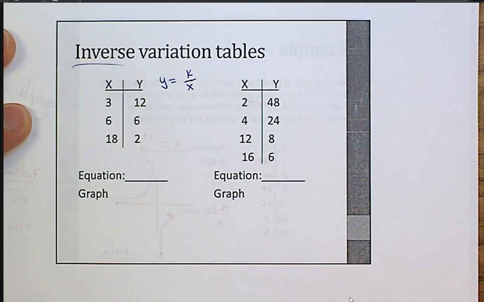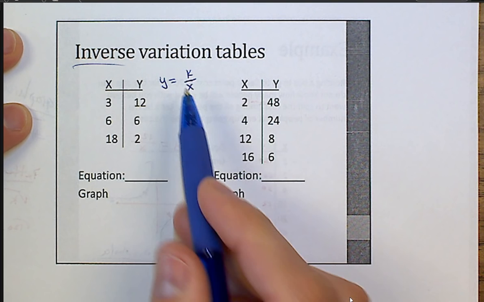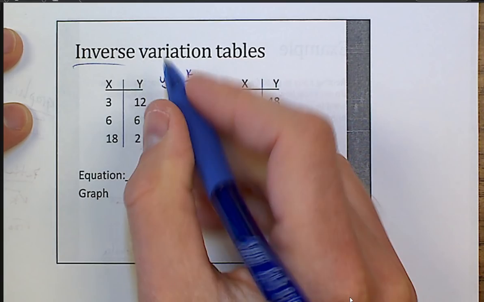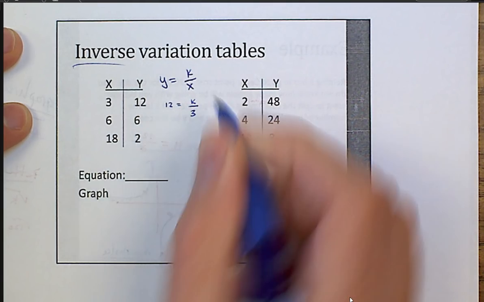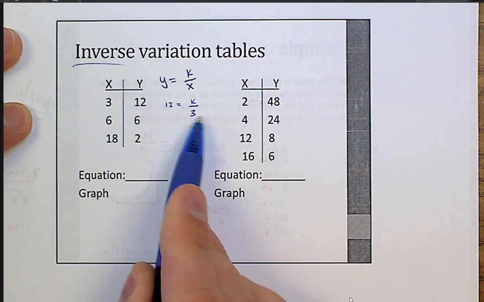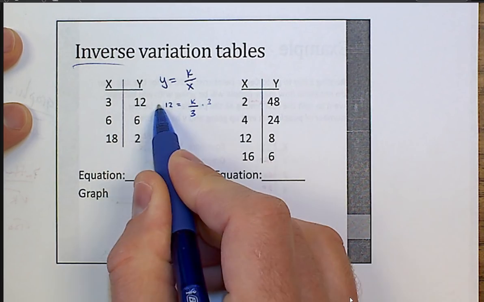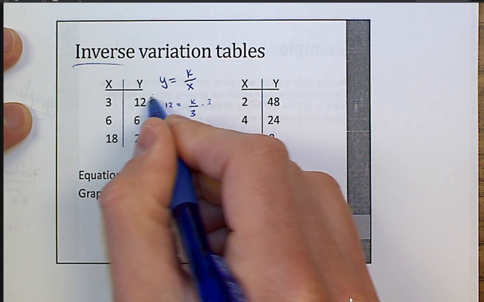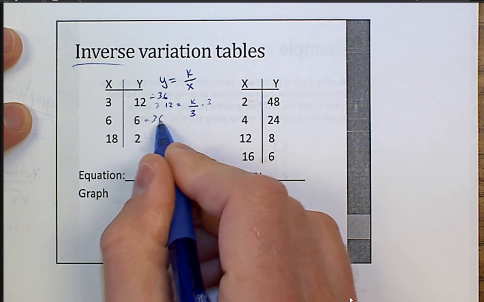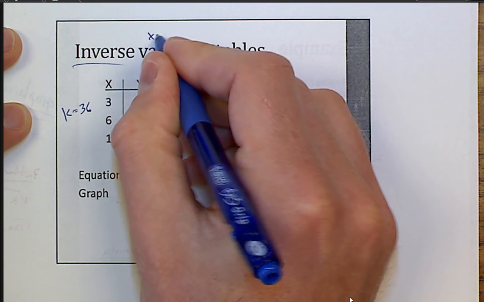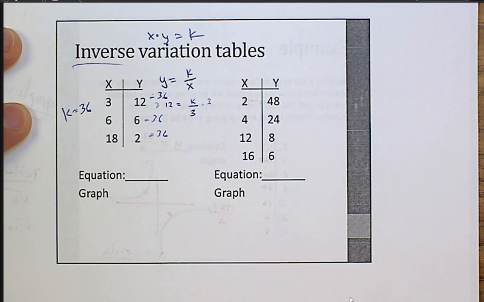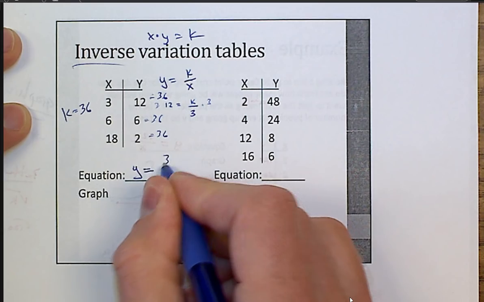So if we want to find our k value, how do we do that? Well, you'll get better at it as you go, but basically just plug in the values. 12 equals k over 3, x is 3, y is 12, solve for k, right? Times by 3 on both sides, and you get 36. Look at this: 6 times 6 is 36, 18 times 2 is 36. So my k value is 36. How do you find your k value with inverse variation? You multiply x and y together to give you your k. So the equation would be y equals 36 over x.